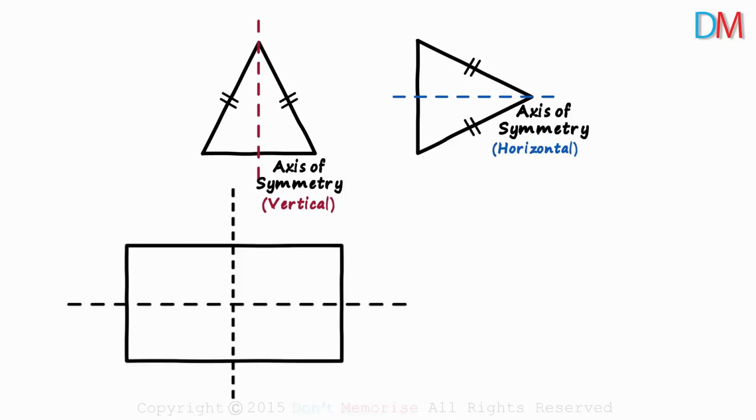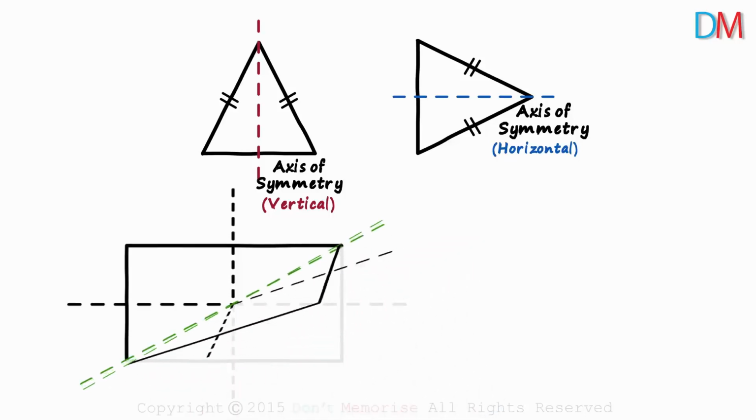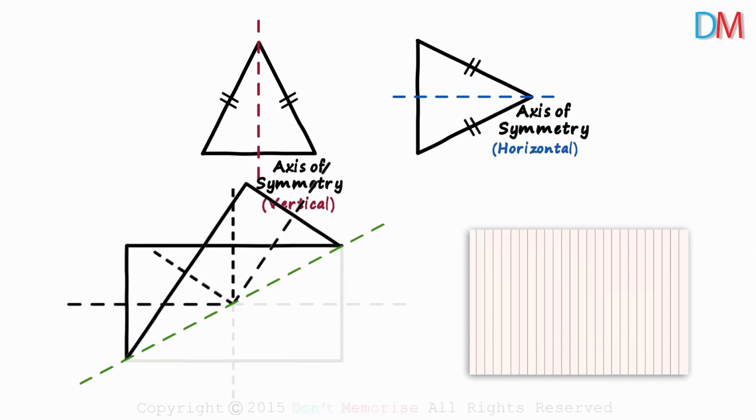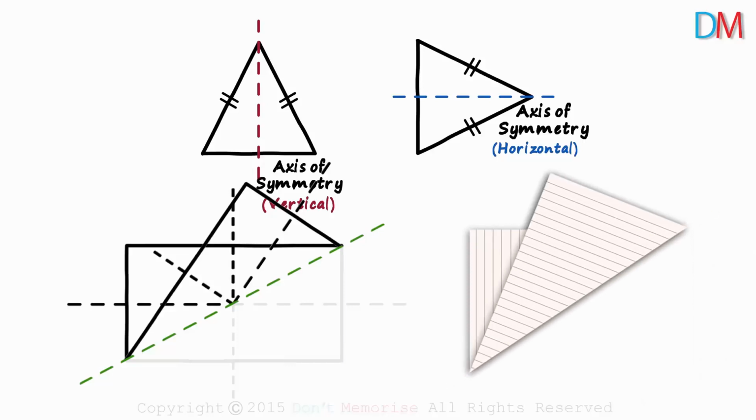But wait! Some of us may be wondering if the diagonals are also the axis of symmetry. Let's say we have a diagonal like this. You can see that folding it along the diagonal does not give us matching parts. You can try this with a page from your notebook. Try and fold it along the diagonal and you will see that the parts do not overlap exactly.